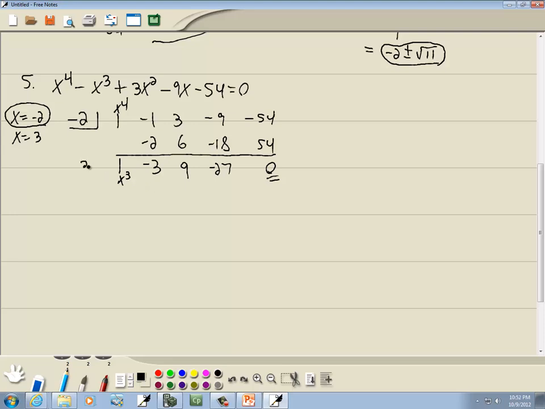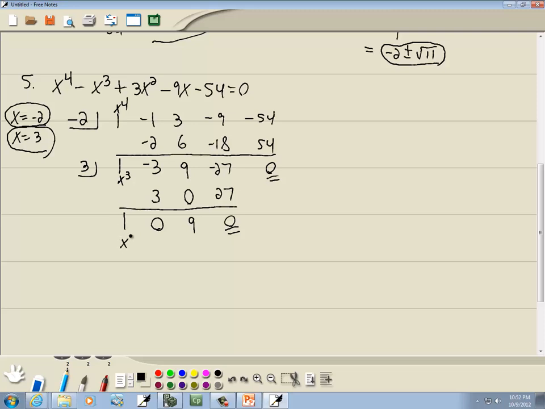Well, I'm going to plug in my other answer, the 3. Then I'll add 1 plus nothing. Multiply. You always multiply by the number up in the box, the number you just put down there. 3 times 1 is 3. Add. Negative 3 plus 3 is 0. Multiply. Number in the box by this number. 3 times 0 is 0. Add. 9 plus 0 is 9. And 3 times 9 is 27. And we get another 0. So that is indeed our second answer.